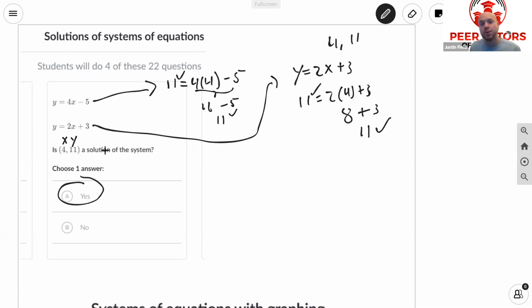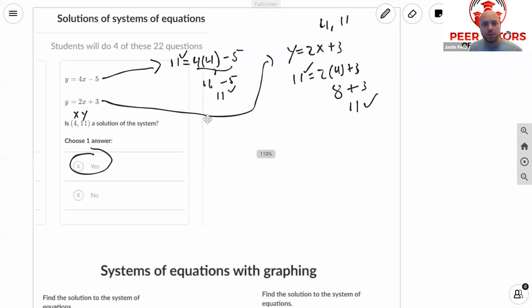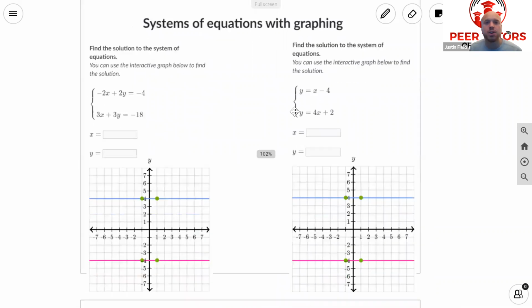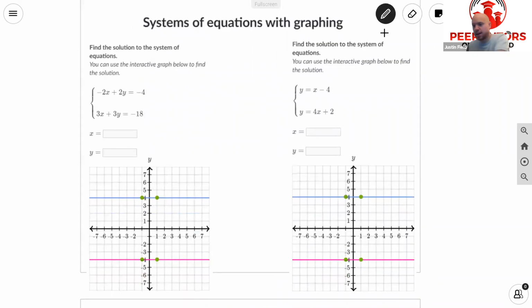And if it didn't work in both of them, then it wouldn't be a solution. Now, most times we don't have the answer handy. We have to solve for it. So the first way that you can try to solve for it is by graphing.